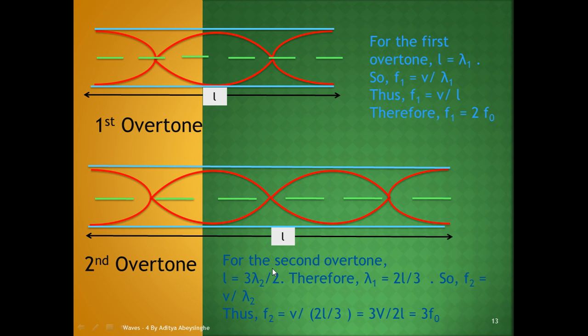So F1 is equal to 2 times F0. Similarly, you can find a relationship for F2, and you can conclude that F2 is equal to 3 times F0.